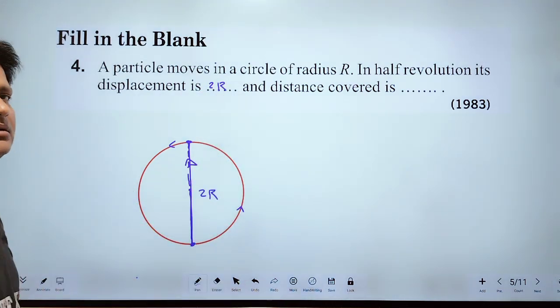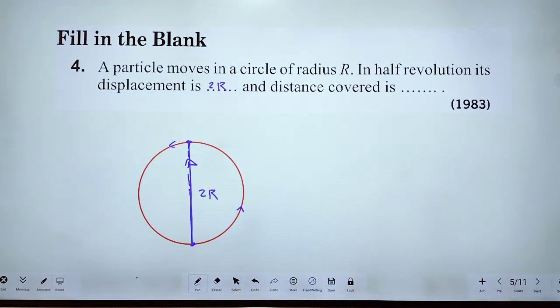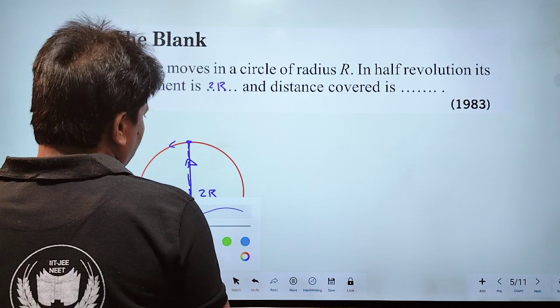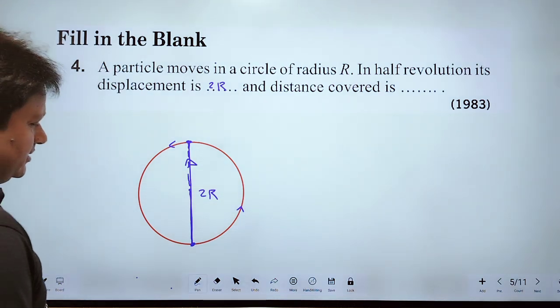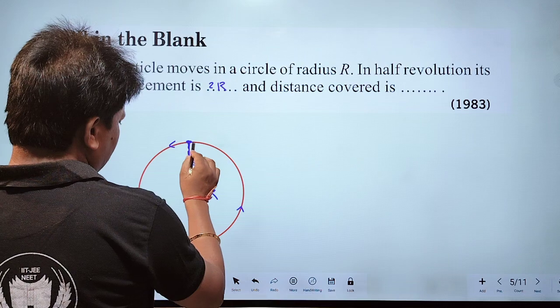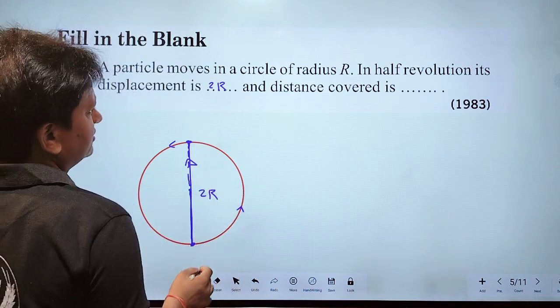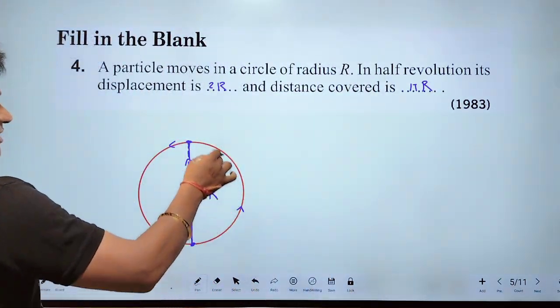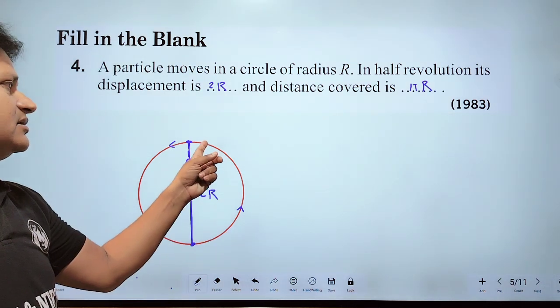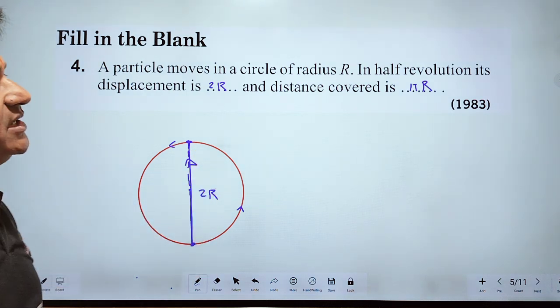Okay? Did you understand or not? Yes. Now I am going to calculate the distance covered. What will be the distance covered? The actual measurement of the path followed by the particle. The particle is moving along this path, therefore we measure the length of this path. The measurement of this path will be pi r, because the total circumference of the circle is 2 pi r. The particle moves half a circle. Therefore, the distance covered by the particle will be pi r.